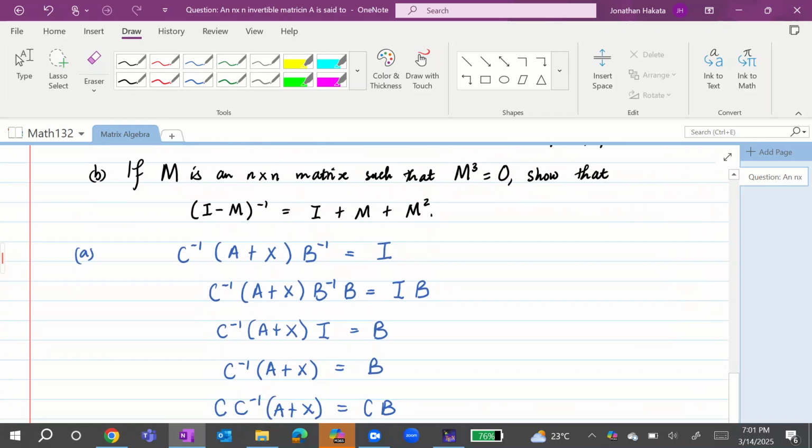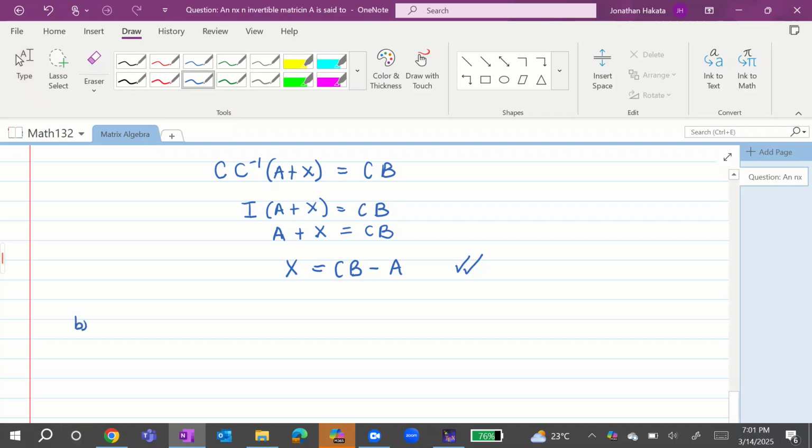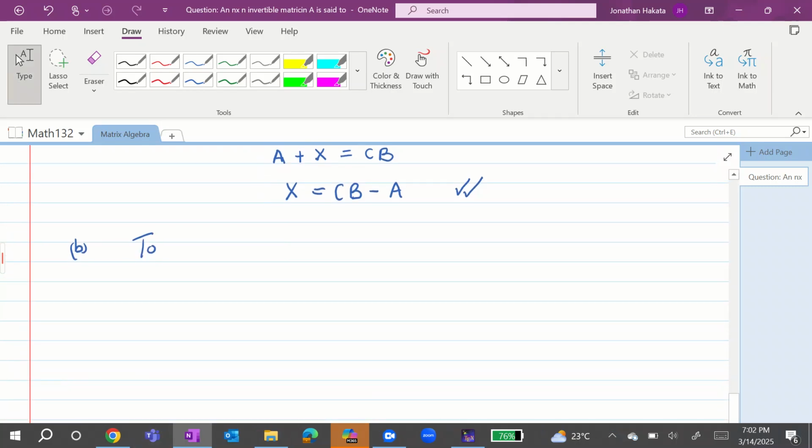So lastly, let's tackle this other part B. We need to show that. Let me just briefly write the problem here. We need to show that I minus M inverse is equivalent to I plus M squared, given that M cubed is equal to 0.